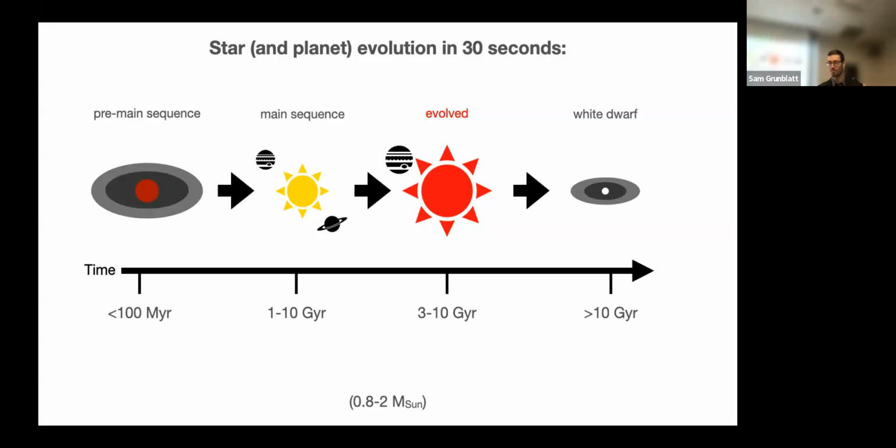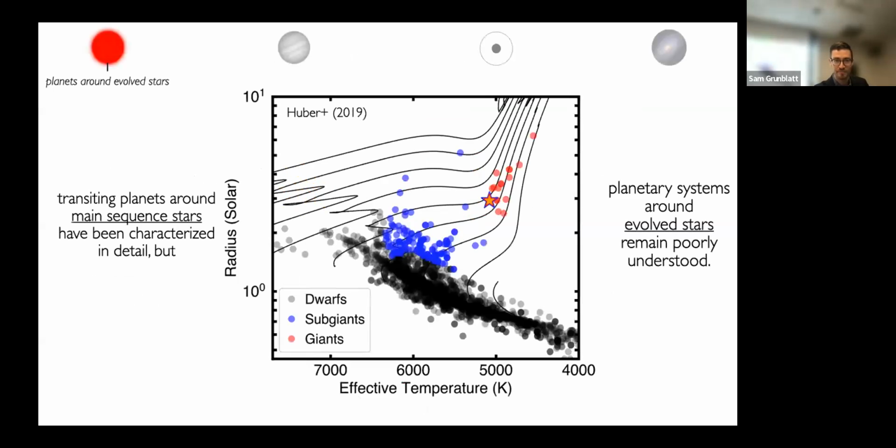Then at the end of the star's life, the star will become more evolved. It'll get larger and become a red giant, and that can affect the planet population around it. Eventually the star will evolve into a red supergiant, the planets will get engulfed, and you'll be left behind with some sort of white dwarf system. For this talk, I'm going to be focusing on the evolved stage of planetary evolution, on sun-like systems, with masses of 0.8 to 2 solar masses.